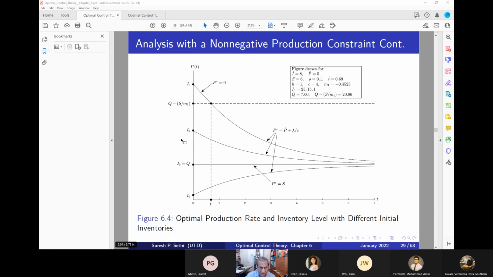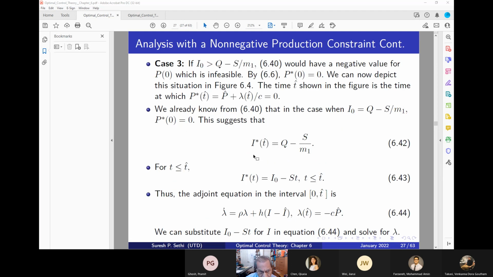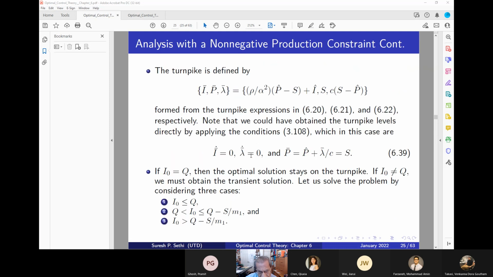You can sort of see now that only when inventory is very high, I have to resort to P star equal to 0, and I have to find out the value at which the solution switches to the solution in the previous case, where I don't have to worry about the constraint. So we are going to continue here.